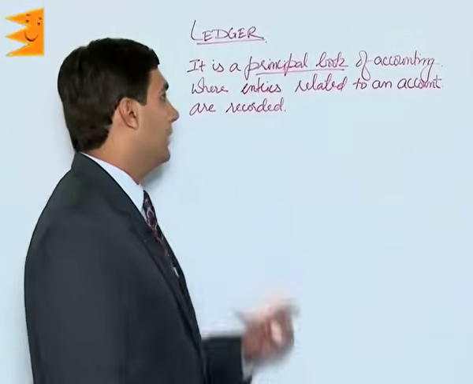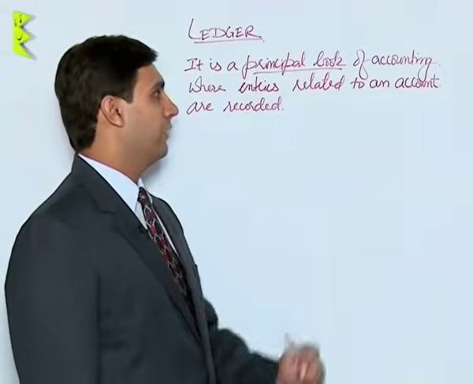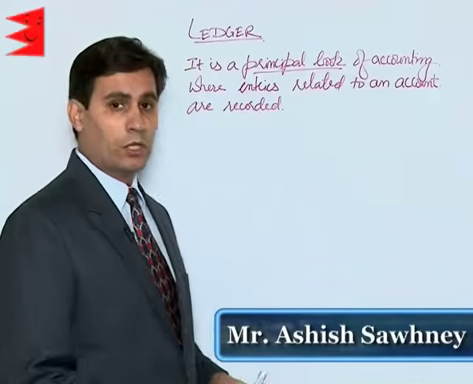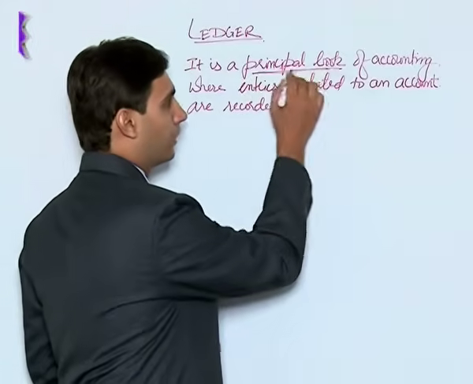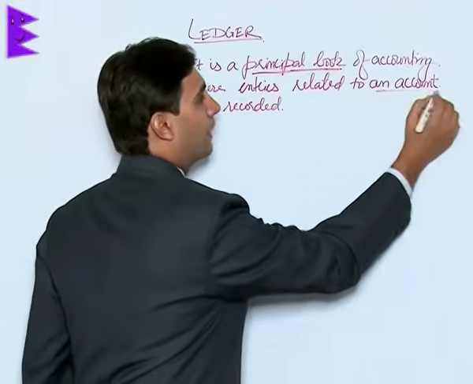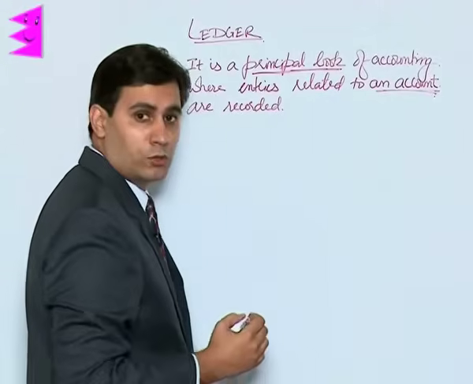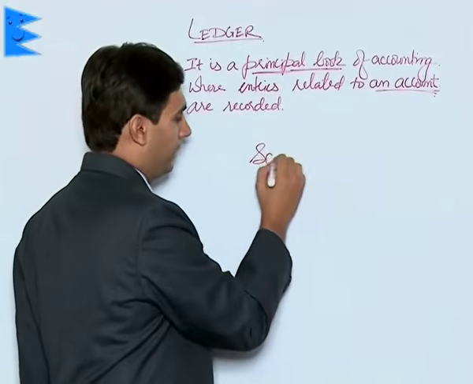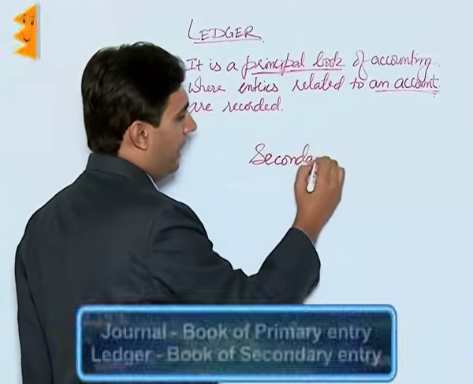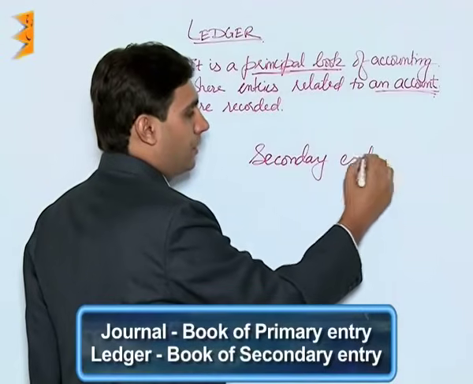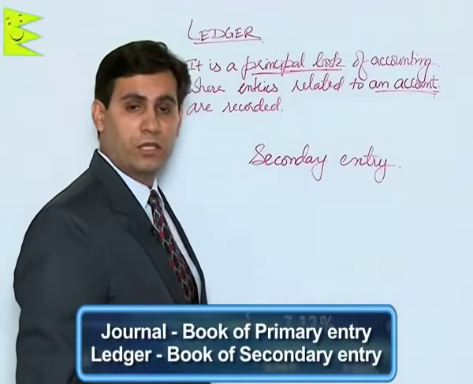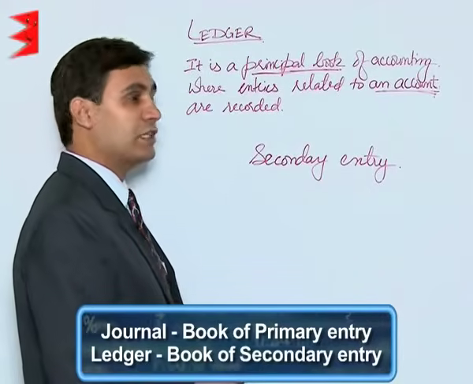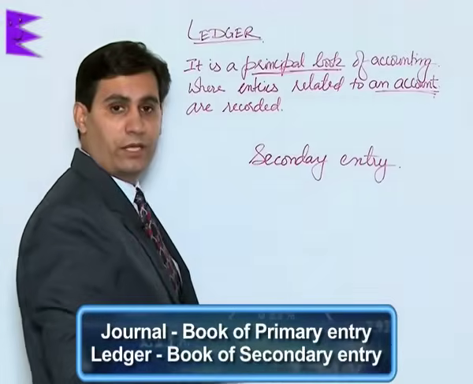Ledger. Ledger is a book of principal entry in which accounting entries related to an account are recorded. Now students, remember it is a principal book, but it is a book of secondary entry. The book of primary entry is journal, wherein the entries are recorded first up, and from journal then entries are transferred to particular ledger account.